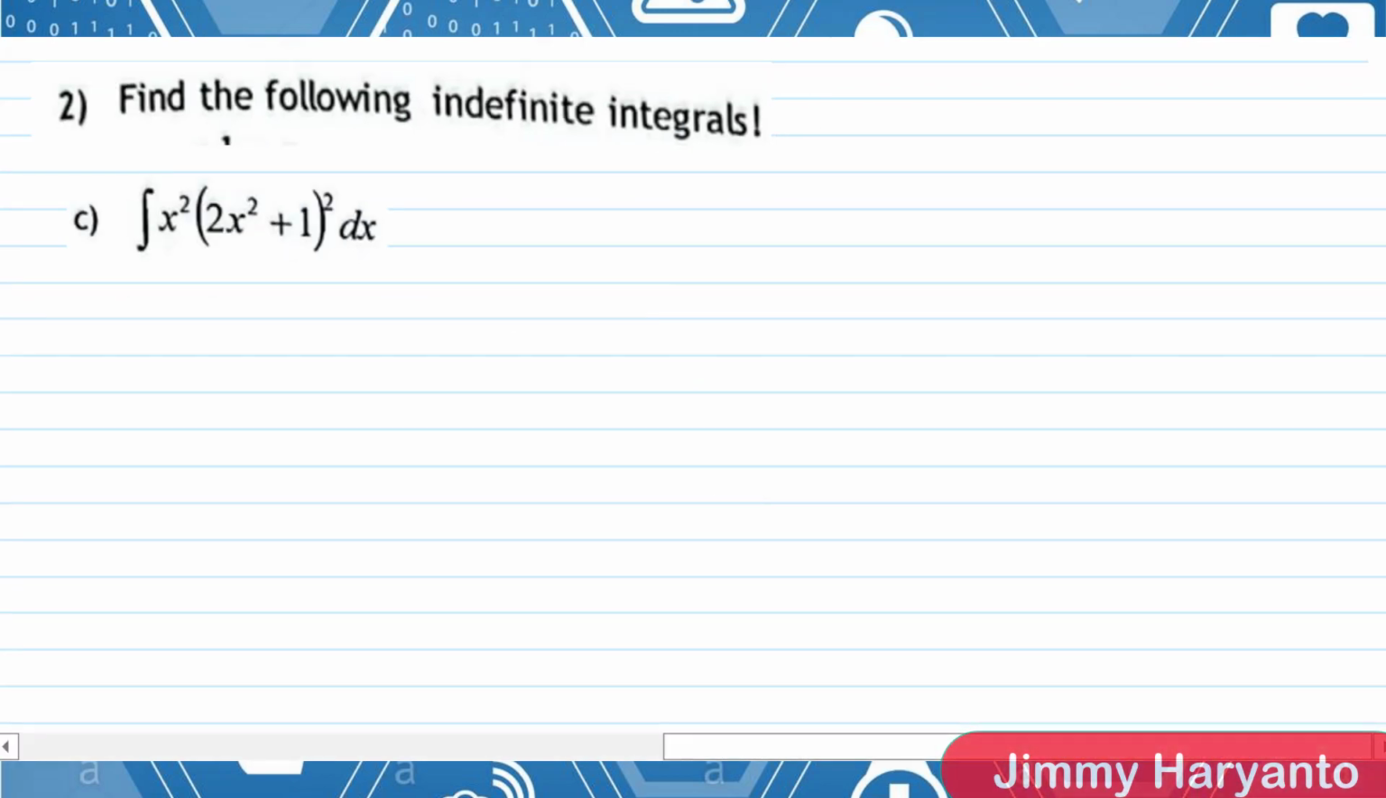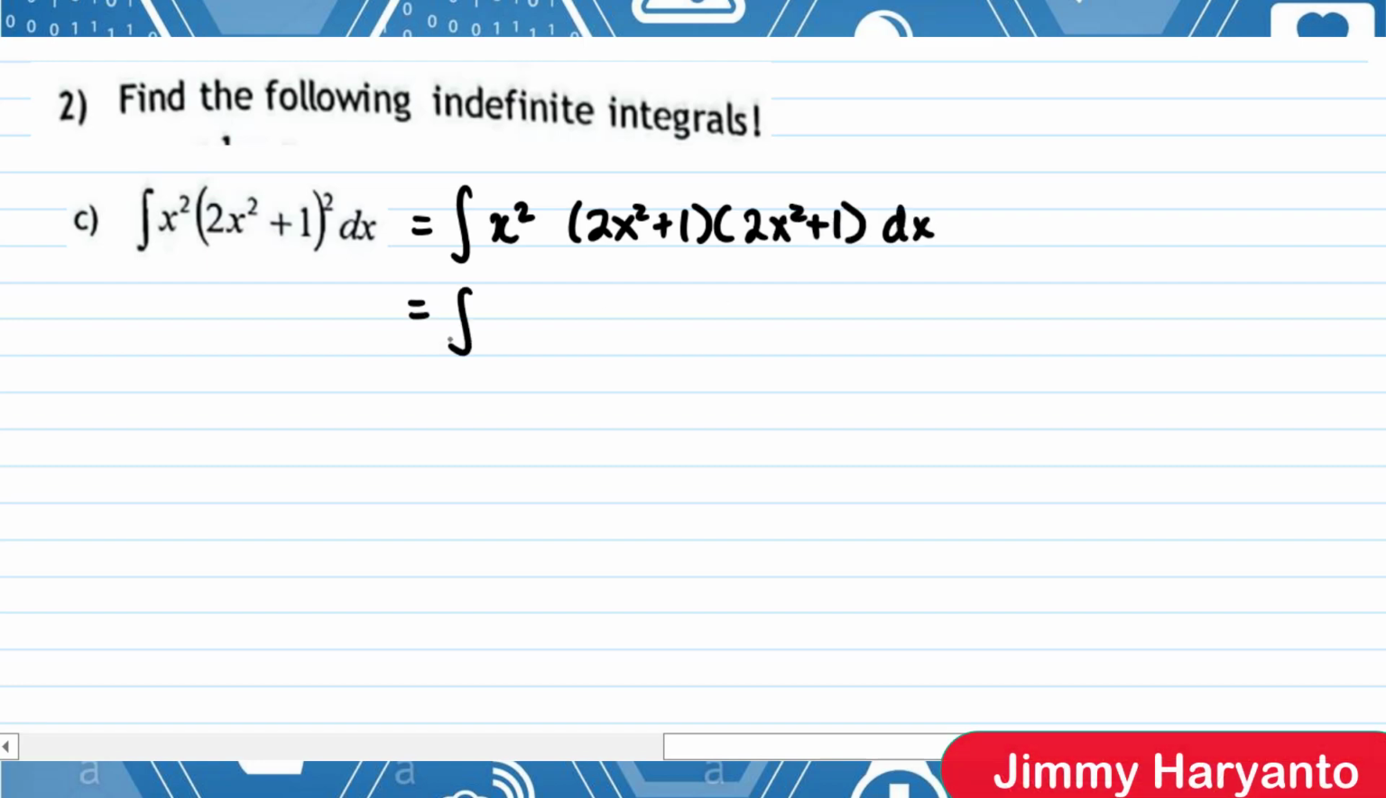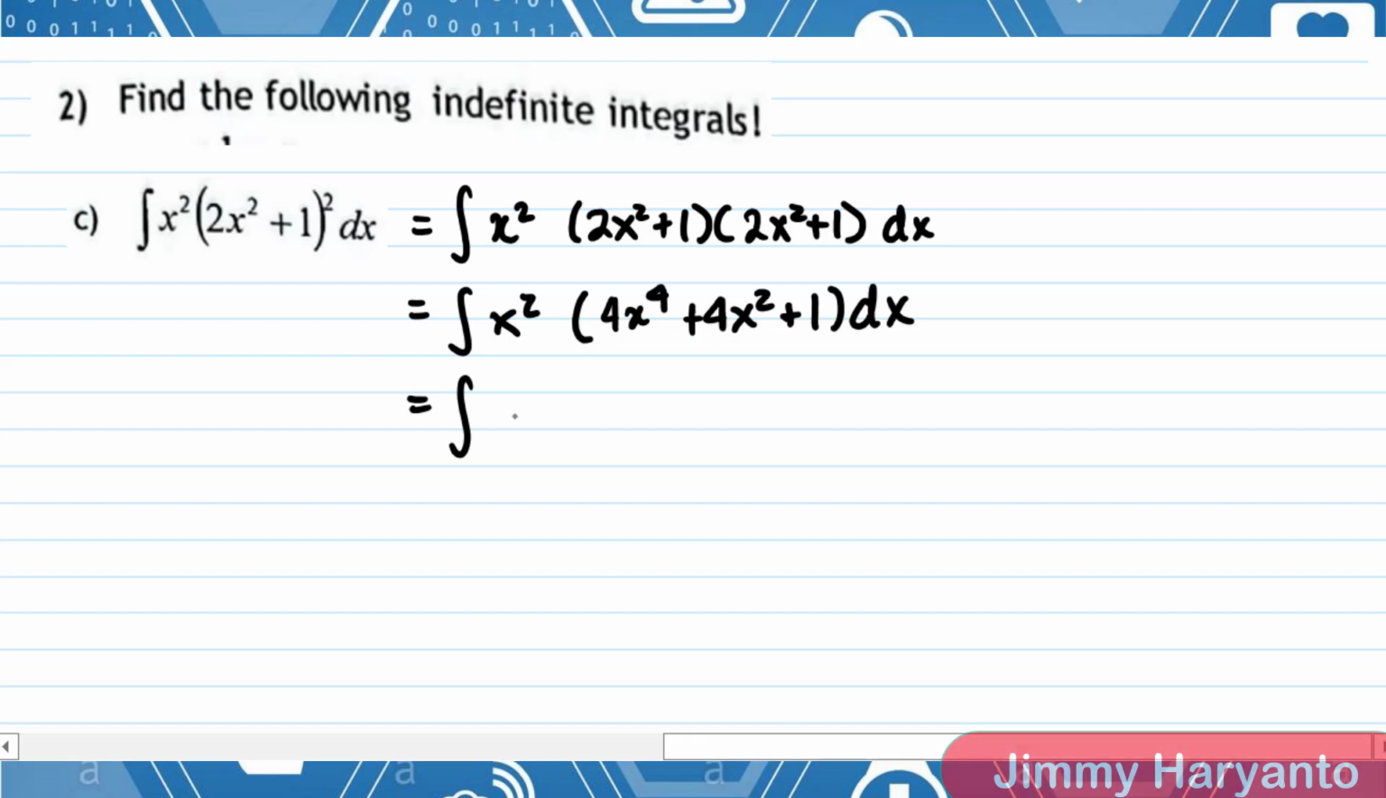And the next one is 2c. For number 2c, we have multiplication, so we have to multiply the function first. So it will become x squared and then 2x squared plus 1 times it with 2x squared plus 1. Yeah, square it. So you have to use the expansion. You will have 4x to the power of 4 and then plus 4x squared and then plus 1. Not yet finished. We have to multiply it one more time. 4x to the power of 6 plus 4x to the power of 4 and then x squared and then dx.